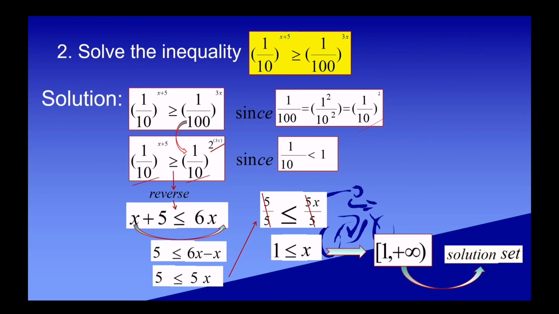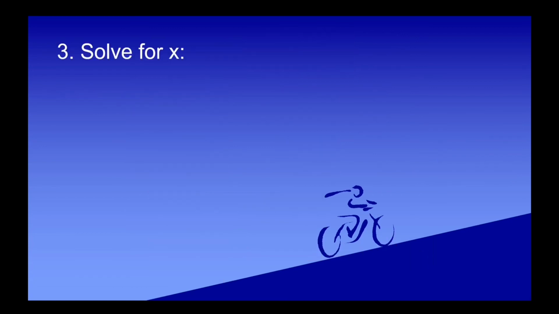So the values of x here will start from 1 to the unlimited values of x, so it's going to the positive numbers. So we have here the indicator, which is the shaded circle. So ibig sabihin nito, there's a connectivity in our solution set. Kasali yung 1 sa ating number line of the solution set, that is positive infinity.